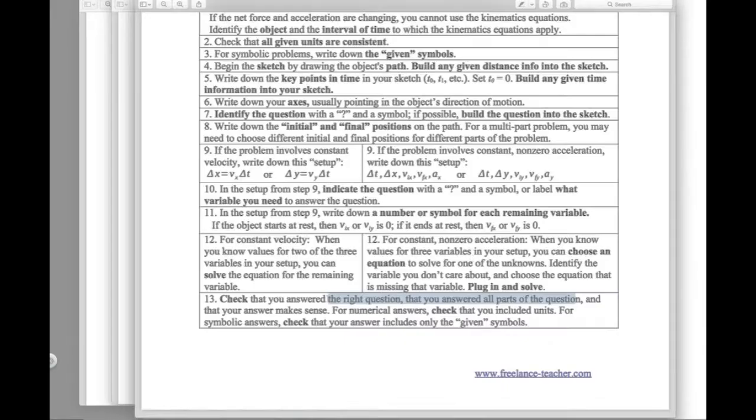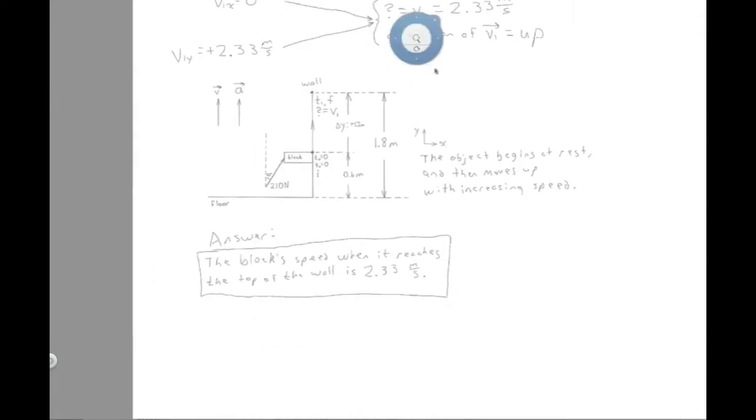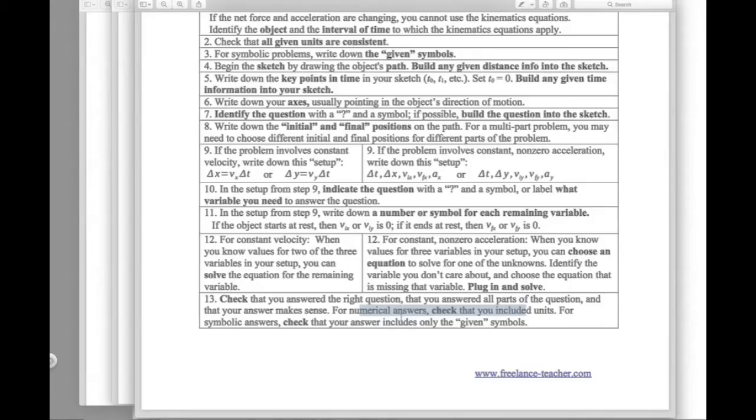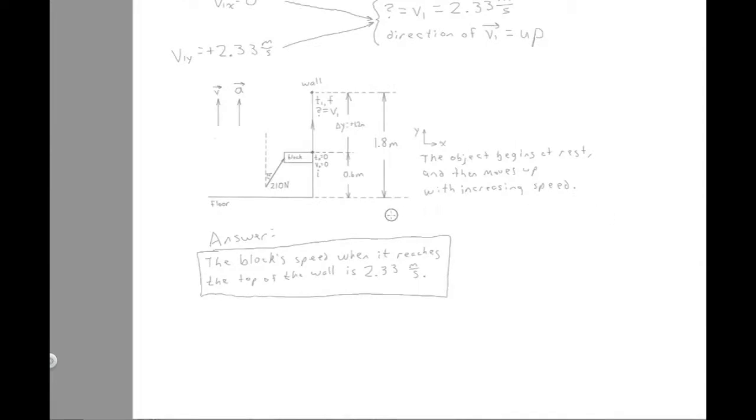Well, the question was asking just for the block's speed at the top of the wall, so that's all we need for that. We've already checked that our answer makes sense. Make sure that you included units. If you write your answer like this, it's wrong. An answer without units is wrong. Okay, this step is not relevant for this problem. So it seems like we finished the question.